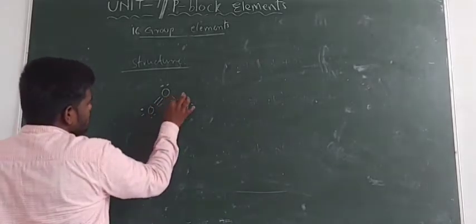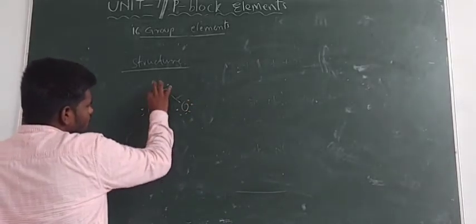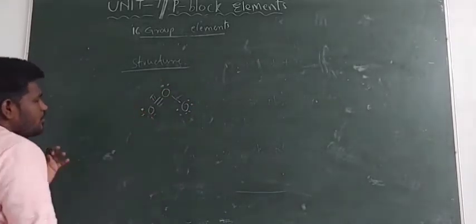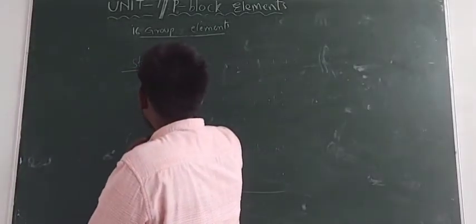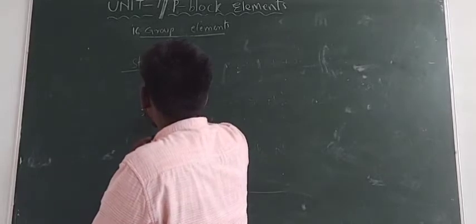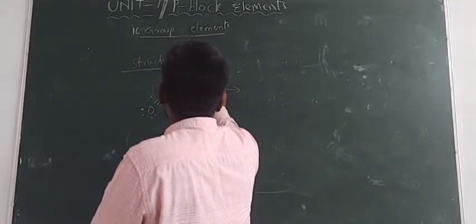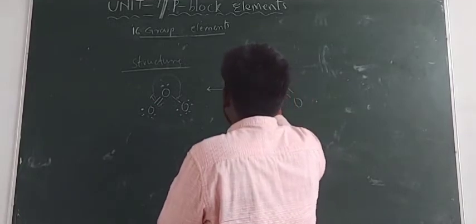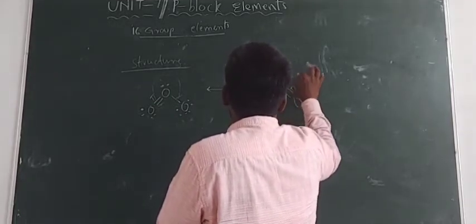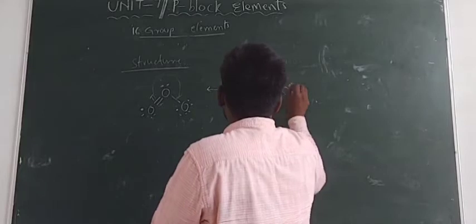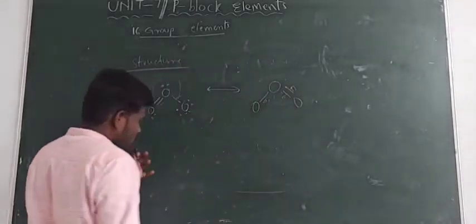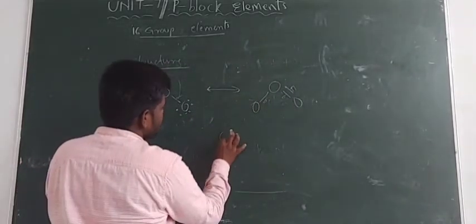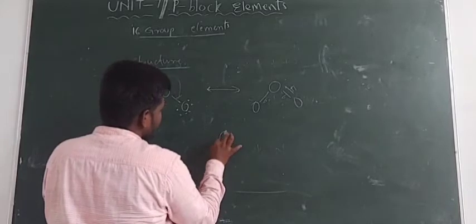So this is a sigma bond, and this one also is sigma, and this bond is a pi bond. And this pi bond is delocalized, and the shifting of the pi bond takes place from here to here. Then we get one more resonating structure, present like this: O double bond O, which is the pi bond, and sigma, and the next sigma bond. So from these two resonating structures we can write the resonance hybrid like this.